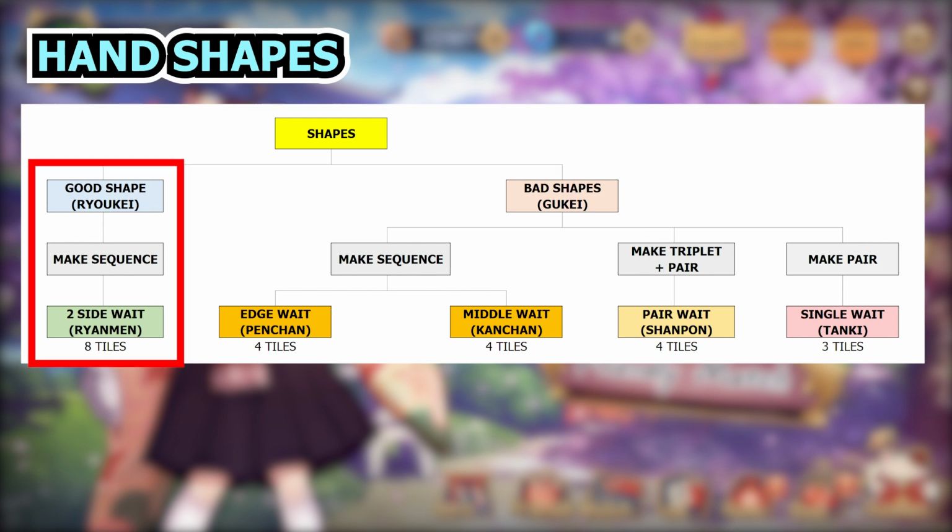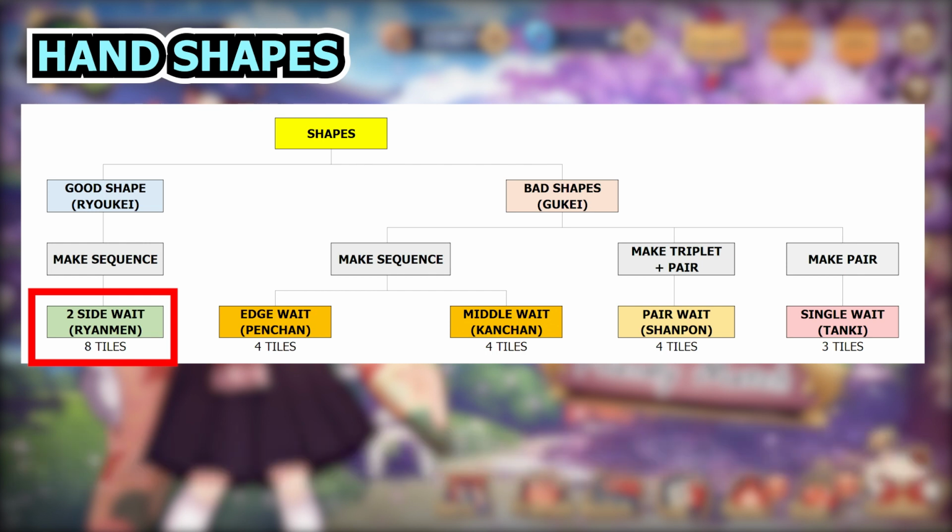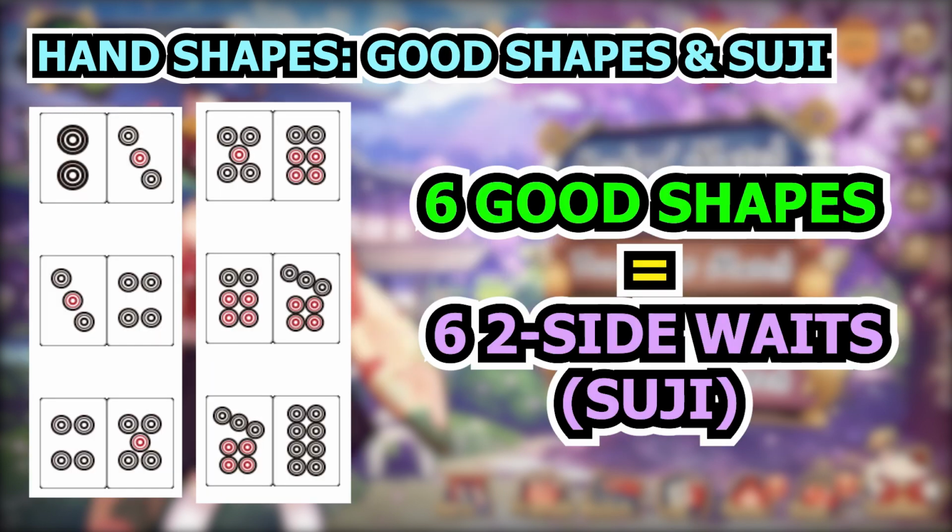The good shape has the largest capacity out of all shapes, and there's only one good shape, the 2-side weight, or diangmen. This shape is formed by having 2 consecutive numbers, hence why you can wait for 2 sides, or a total of 8 tiles. An example of this shape is 4-5, which is waiting for either 3 or 6 to make a complete sequence. There are 6 possible good shapes in total.